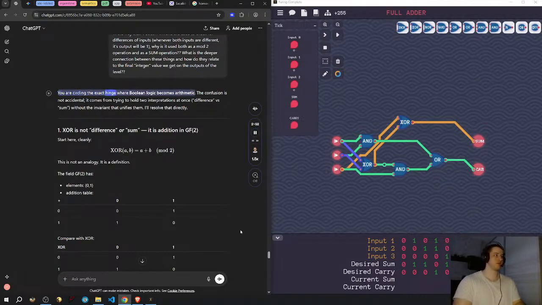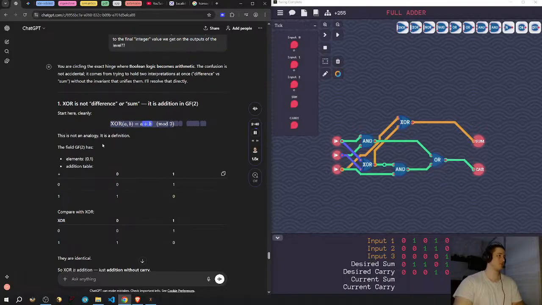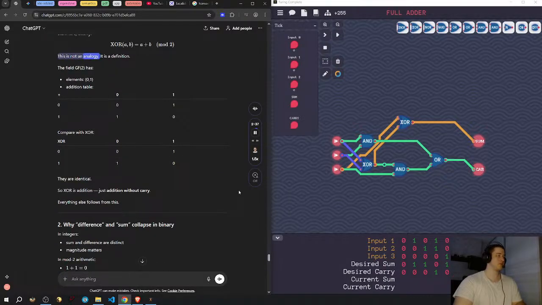You are circling the exact hinge where Boolean logic becomes arithmetic. The confusion is not accidental, it comes from trying to hold two interpretations at once, difference versus sum, without the invariant that unifies them. I'll resolve that directly. XOR is not difference or sum, it is addition in GF(2). Start here, cleanly. A XOR B equals A plus B. This is not an analogy. It is a definition. The field GF(2) has elements 0, 1. Addition table: 0+0=0, 0+1=1, 1+0=1, 1+1=0. Compare with XOR. They are identical. So XOR is addition, just addition without carry. Everything else follows from this.